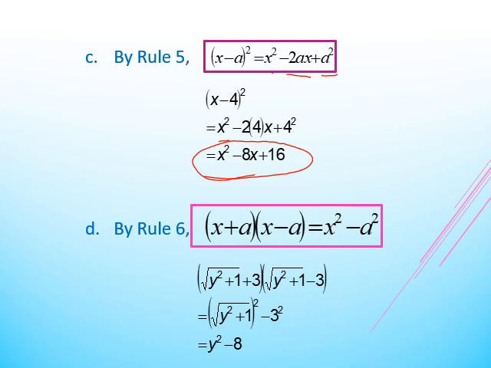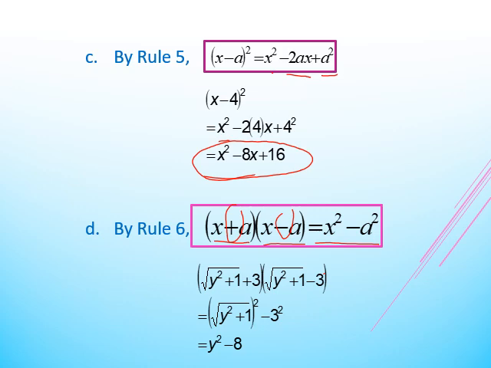Finally, in this slide, we will use rule 6, which is if we have the same value multiplied by each other, but only the sign is different, the value will be like this. I mean, if we have x plus a times x minus a, the result will be x squared minus a squared.